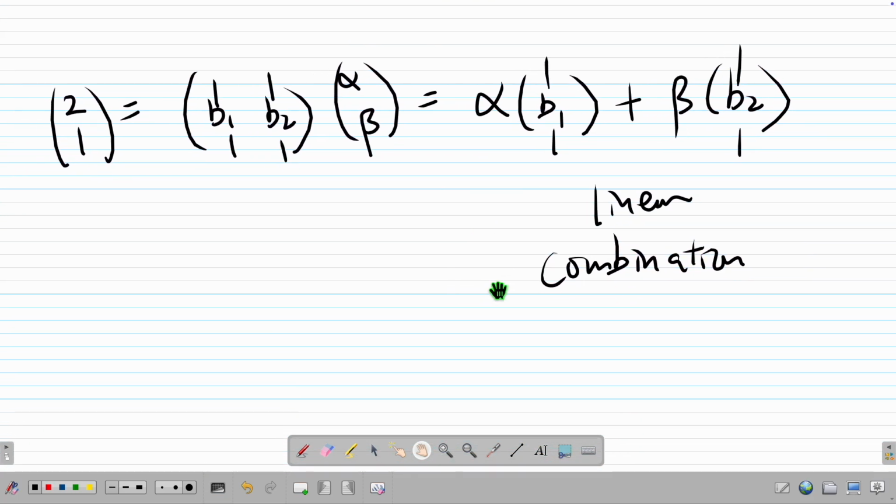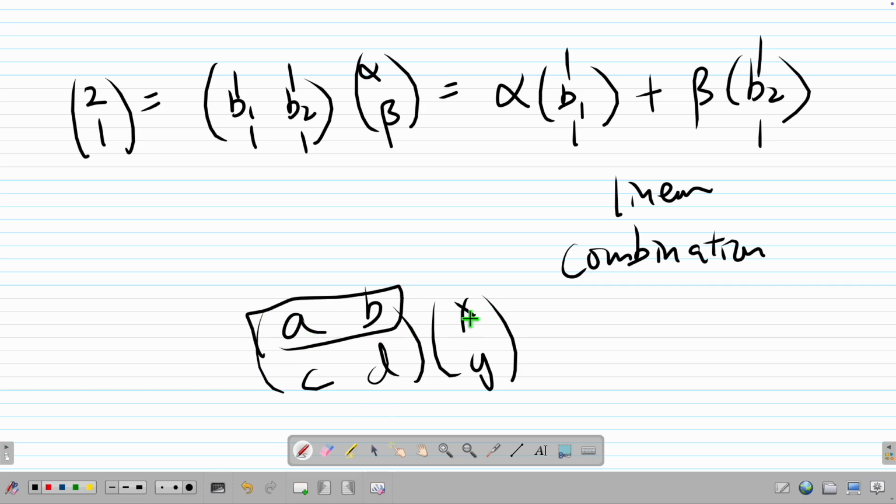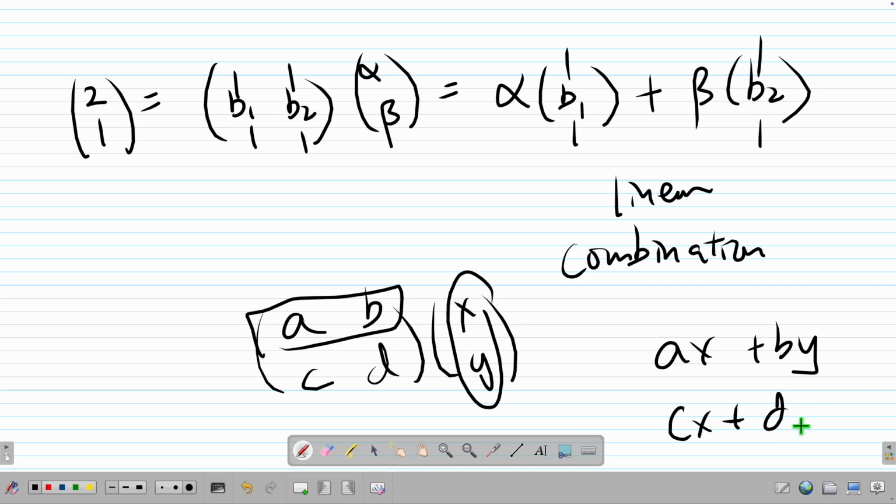You may wonder why there are so many things. So I have a matrix and then some numbers x, y. The third meaning is that I have this row vector and take the dot product with this. This comes naturally from the dot product. It will be ax plus by on top. And then I take the row vector dot product with this, so this is cx plus dy. So this is the third way.